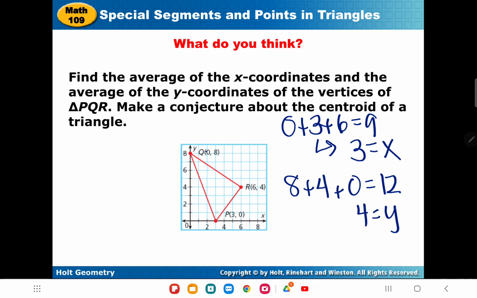So if we determine the location of the centroid here, here's one median drawn, and here is another median drawn. You can see that they do intersect at (3, 4) for the centroid. So an interesting property of the centroid: you can find it by averaging the x and the y coordinates.